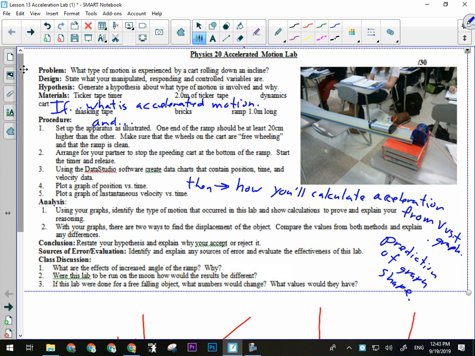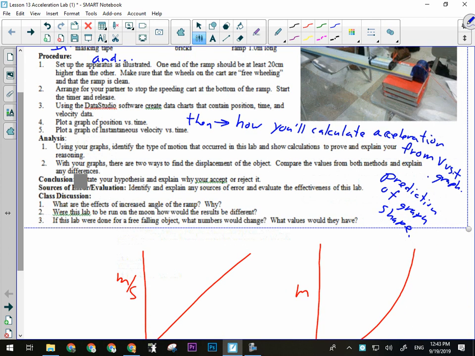So for the analysis, using your graphs, identify the type of motion that occurred in this lab. What I'm looking for there, for the first part of this question, is why did the shapes say acceleration was going on? So that's what I'm looking for in that part of the question. You say to me, the position versus time graph had this shape, and this means the object was accelerating because it says the object did this, this, and this.